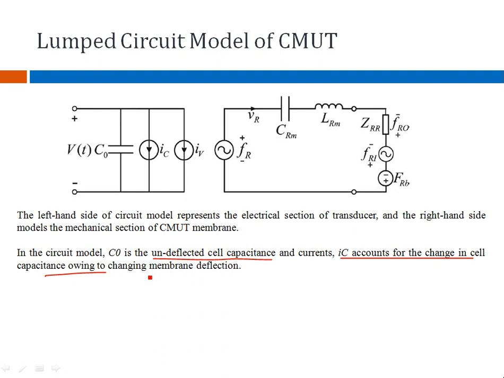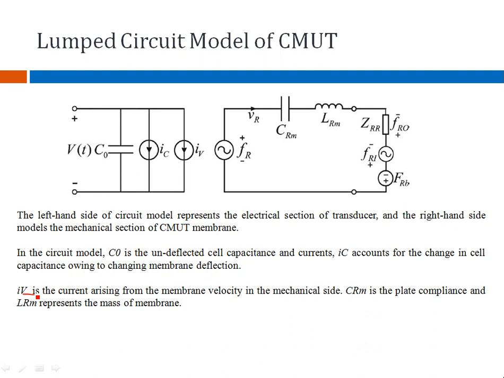Then we have IV, which is the current arising from the membrane velocity. On the mechanical side, CRM is the plate compliance, and LRM is the mass of the membrane. CRM is a linear compliance up until the plate touches the substrate, where the compliance becomes non-linear as a function of profile. But as long as the deflection is small, the membrane operates in an elastically linear regime. If the deflection is small, it can be represented by a constant capacitance, which comes out in terms of the geometrical parameters of the CMUT, like the membrane thickness, Young's modulus of the membrane material, Poisson ratio, and the aperture size.